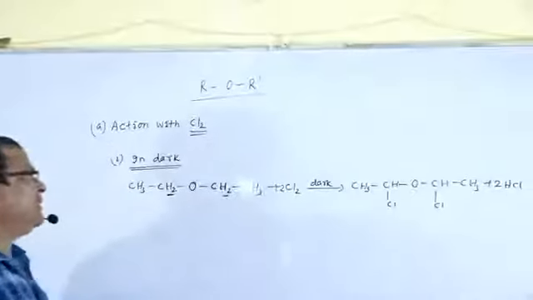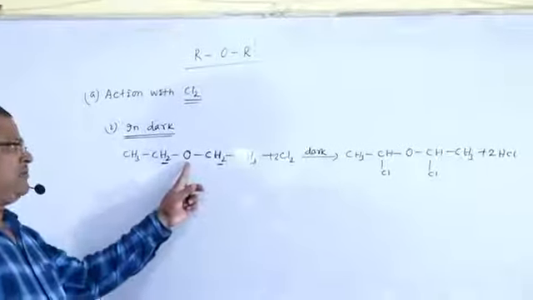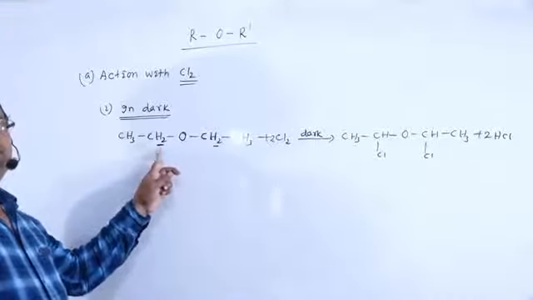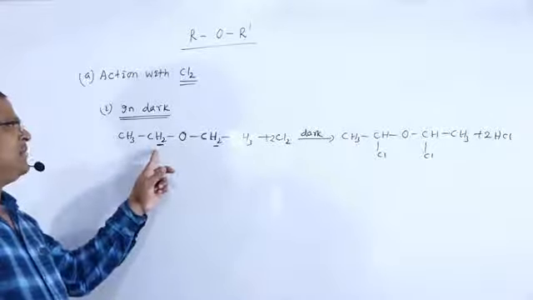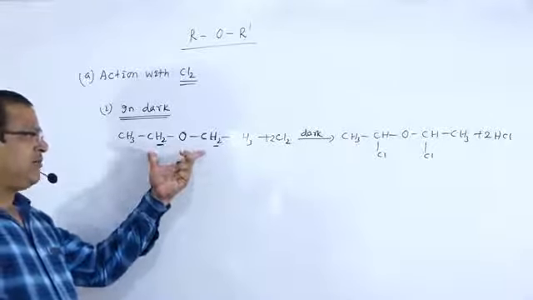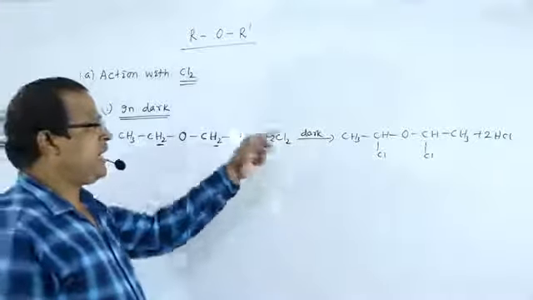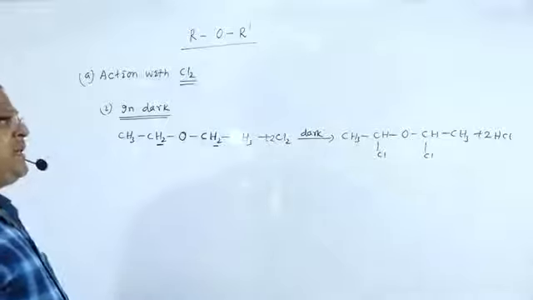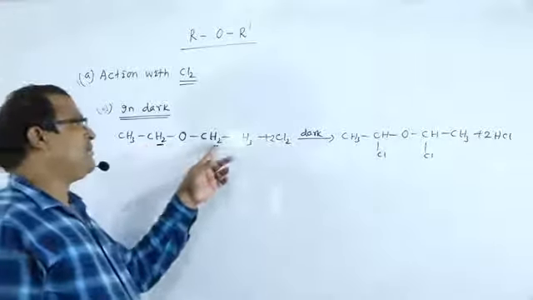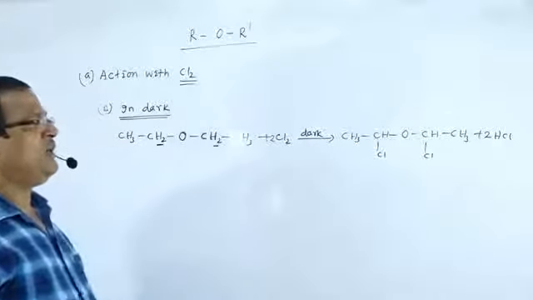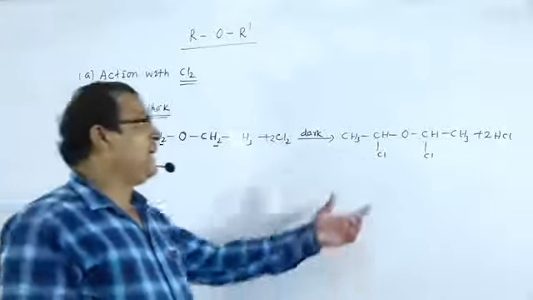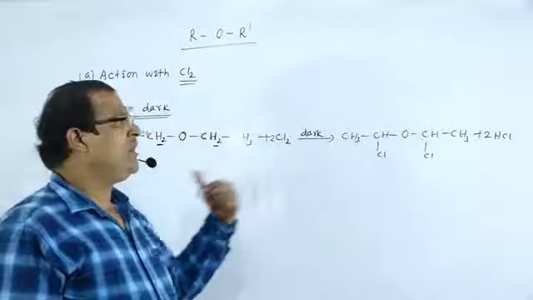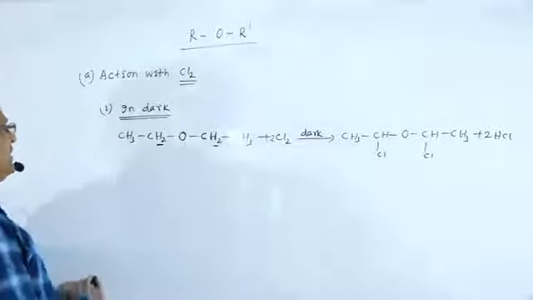Mark it. This is the oxygen atom, and nearby to this is the alpha carbon atom, which contains two alpha hydrogen atoms. So whenever this ether is treated with chlorine in dark, the alpha hydrogen atoms from both sides will get replaced by chlorine. There is the formation of the dichloro derivative of the ether.